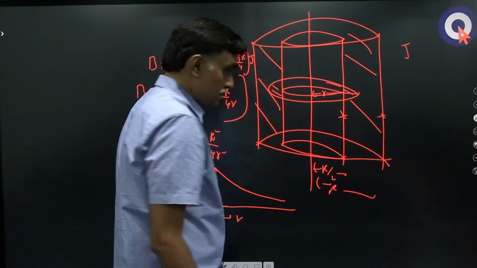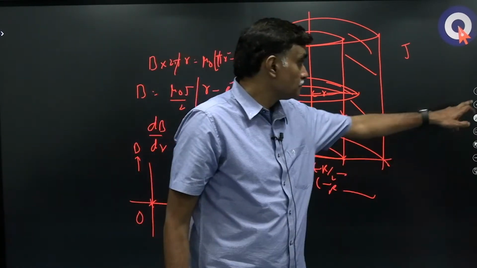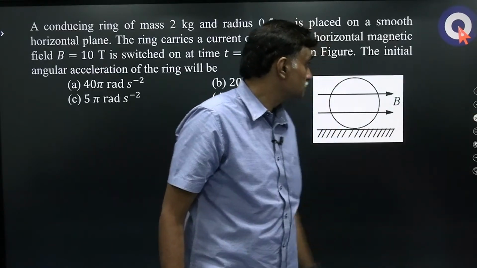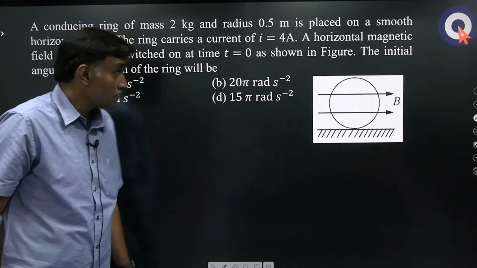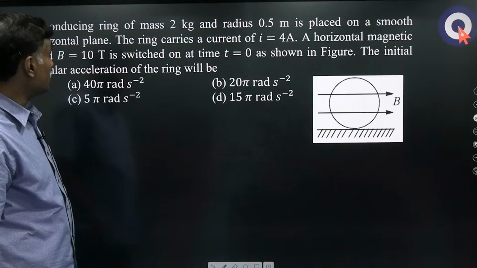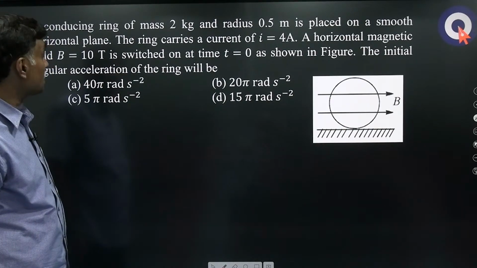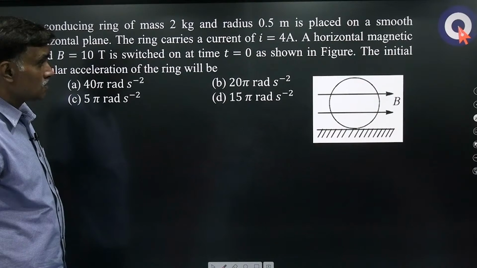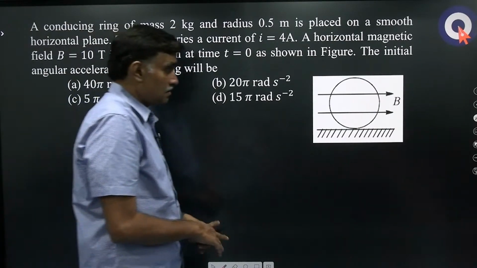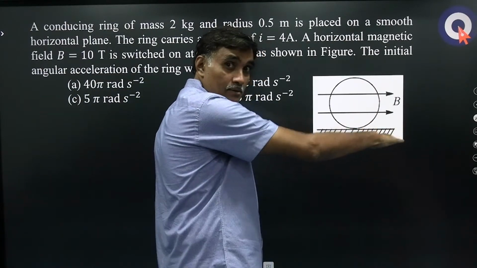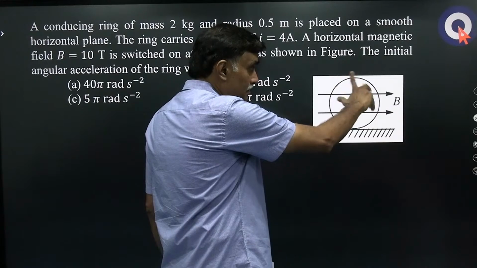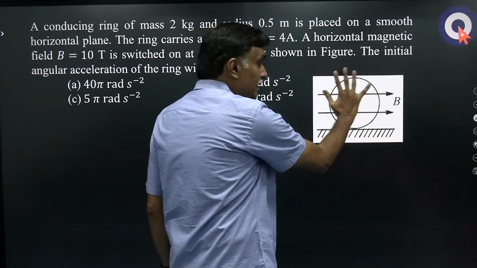Okay, next question. Now this is the question. A conducting ring of mass 2 kg and radius 0.5 meters is placed on a smooth horizontal plane. This is the smooth horizontal plane. But the conducting ring is in a vertical plane. The conducting ring is placed like this.